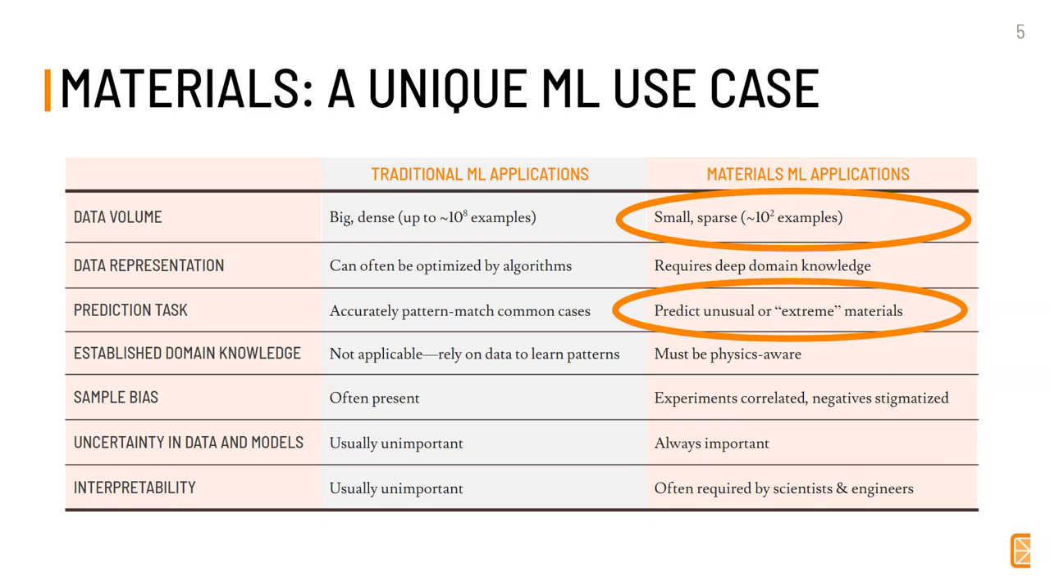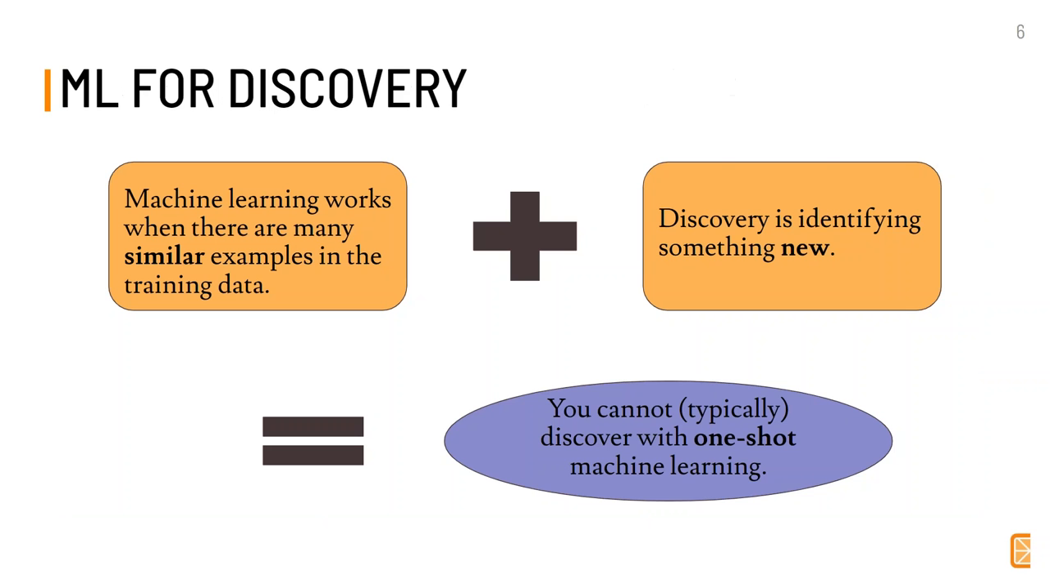the prediction task. In traditional ML applications, you have a lot of data and you're usually looking for patterns within that data. When we're doing discovery, which is really focused on the materials or the chemicals that we're looking for, rather than the underlying theory, we really want to predict extreme or irregular or abnormal materials. We want to find things that aren't behaving consistent with our expectations. And that really presents some challenges for machine learning.